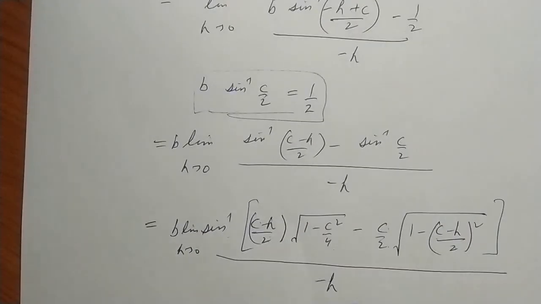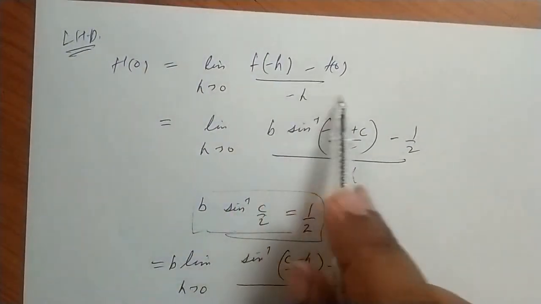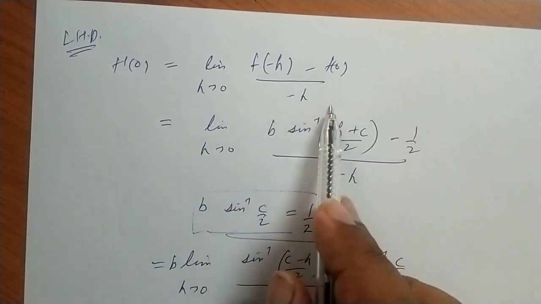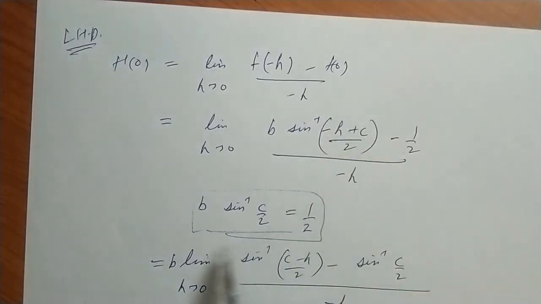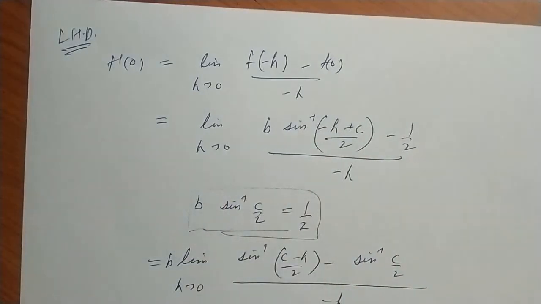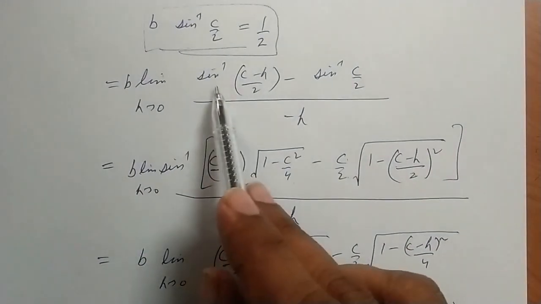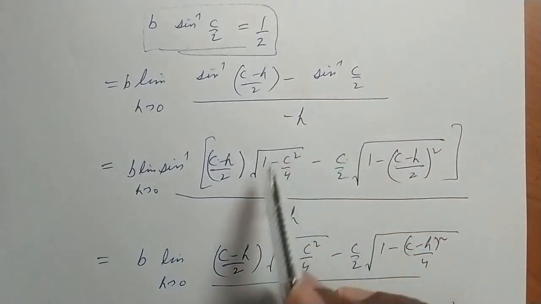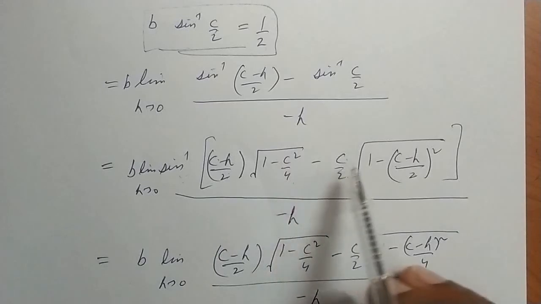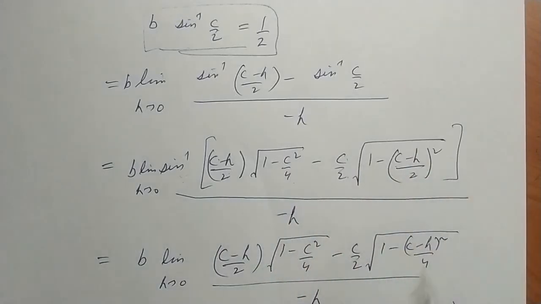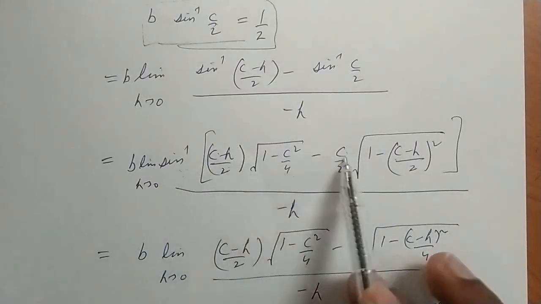Okay, now for calculating LHD we are using the fundamental definition of differentiation. RHD we have already calculated as 1 by 8, so this should be equal to half. Now see, using the formula of sin inverse a minus sin inverse b, we get sin inverse of (a square root of 1 minus b square minus b square root of 1 minus a square). So when h tends to 0, this tends to 0, so we can write sin inverse x equal to x.